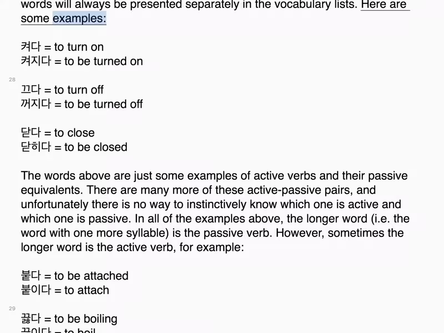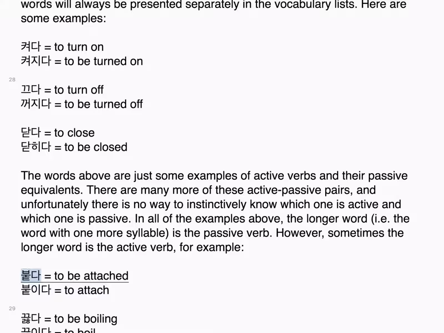Here are some examples. 켜다, to turn on; 켜지다, to be turned on; 끄다, to turn off; 꺼지다, to be turned off; 닫다, to close; 닫히다, to be closed. The words above are just some examples of active verbs and their passive equivalents. There are many more of these active-passive pairs, and unfortunately there is no way to instinctively know which one is active and which one is passive. In all of the examples above, the longer word, that is the word with one more syllable, is the passive verb. However, sometimes the longer word is the active verb.